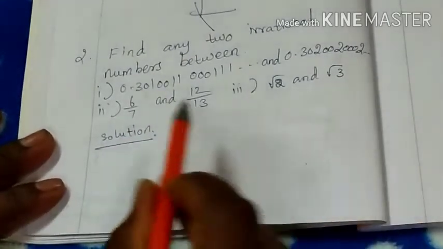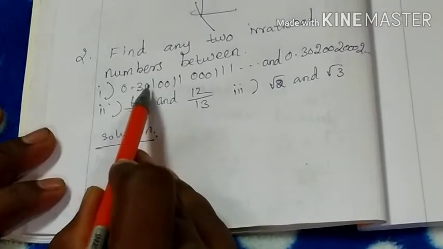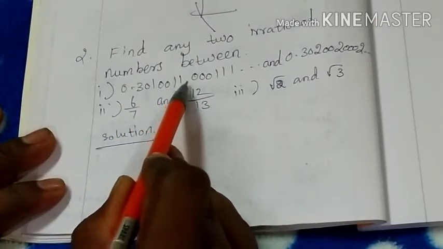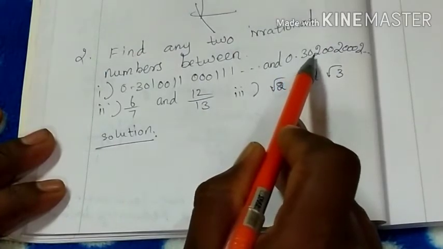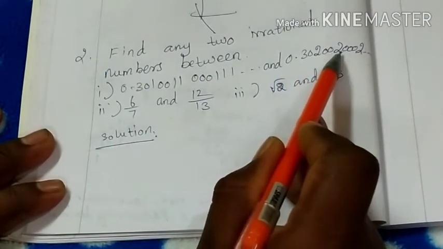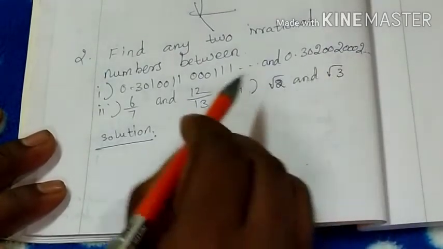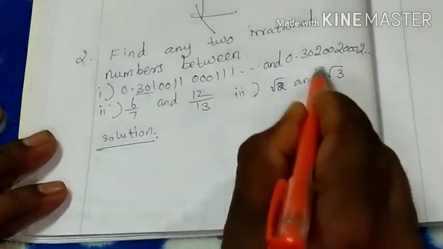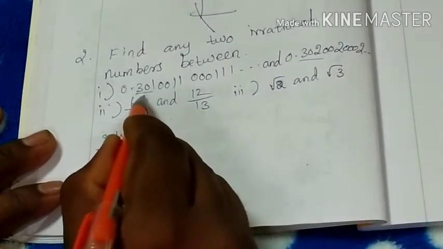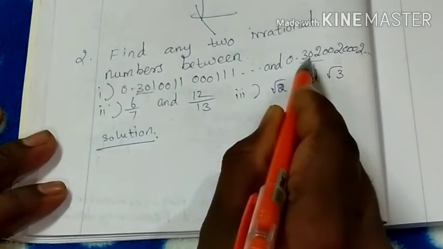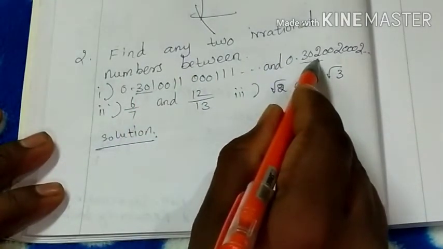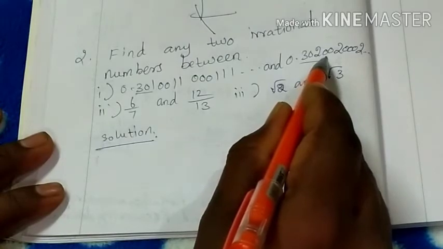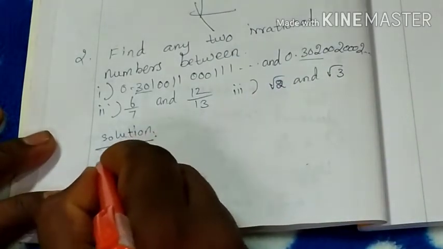The first question: 0.301 0011 000111 and so on, and 0.302 002 0002. First consider the first three decimal places. This is 301, this is 302. Between 301 and 302 there exist many numbers.